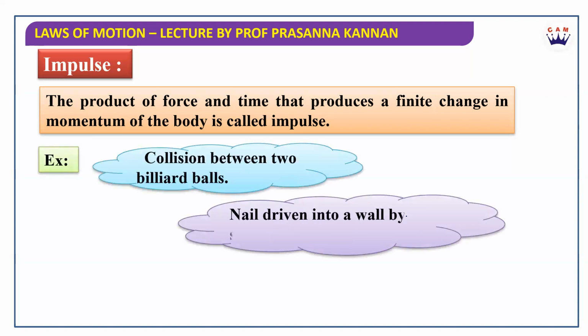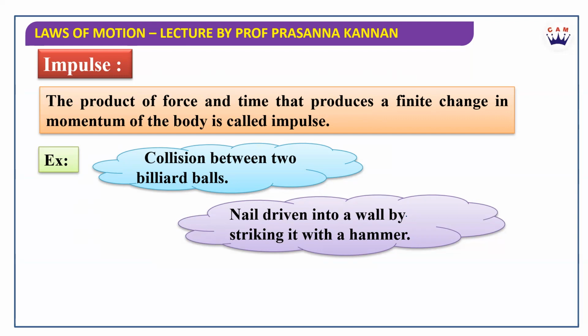Okay, before that we understand what it is. Let's say collision of billiard balls. Similarly, right now what we were seeing, a ball going and hitting the wall and coming back. We saw the change in momentum. Similarly, a nail driven into the wall by striking it with a hammer. See here, the examples that we are choosing are where contact is happening for a very short time.